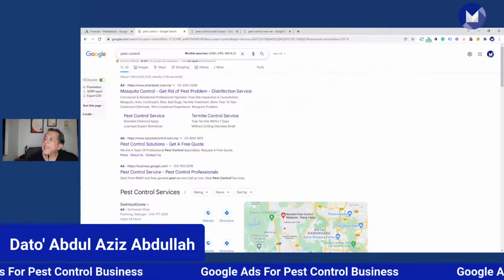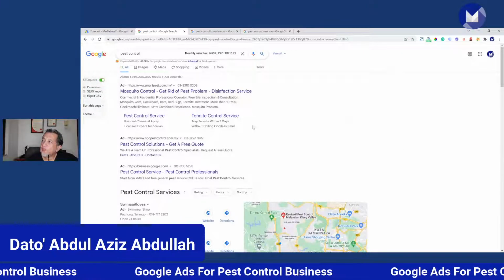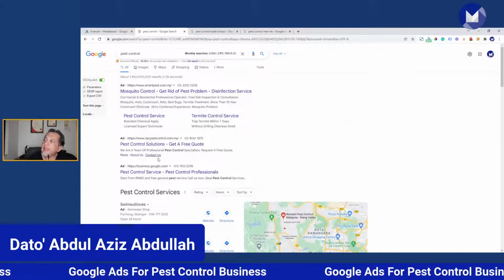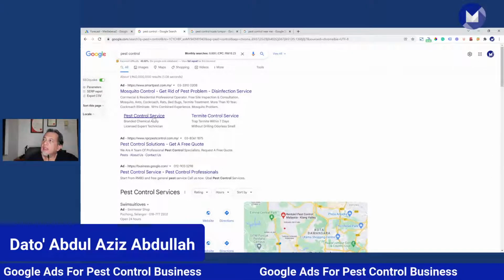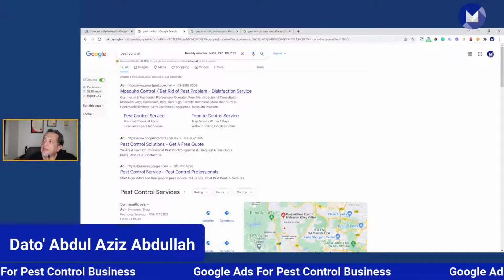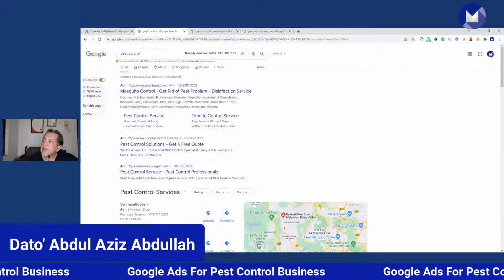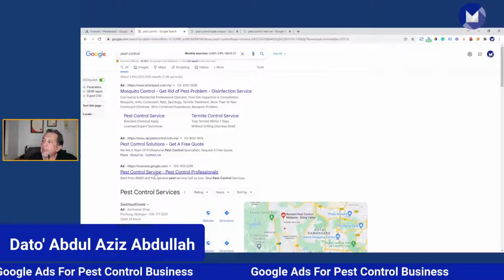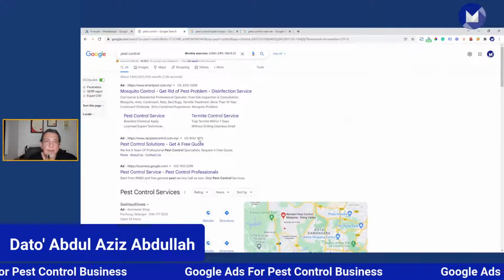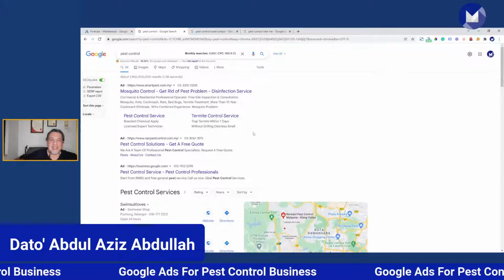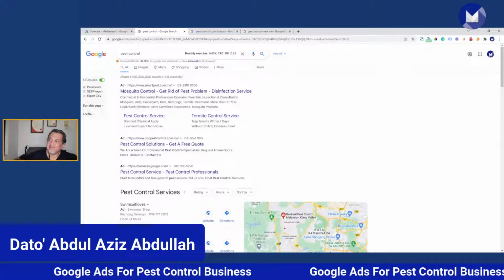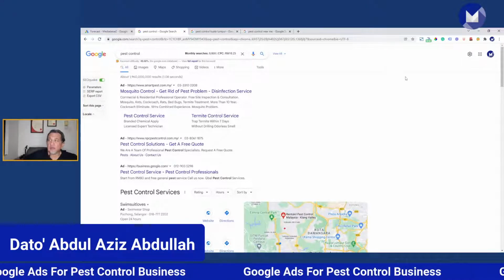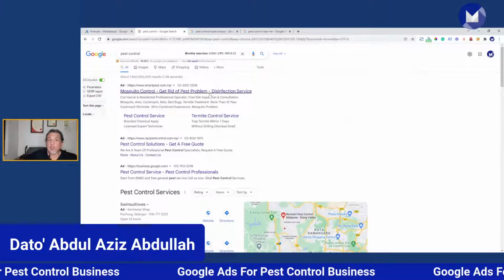Okay, we notice here 3 companies appear at the top now: smartpest.com.my, npcpestcontrol.com.my, and another one, pest control professionals. So these 3 companies are actually dominating the top 3. Do you think when you type pest control, you want to click on them?